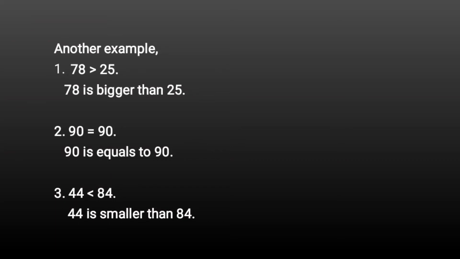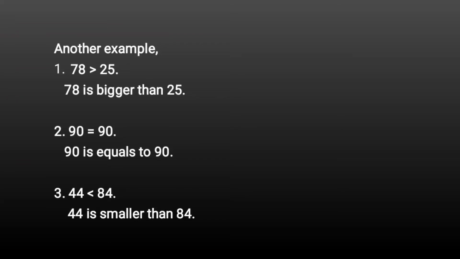Another example for you here is 78 is bigger than 25. We have the second question, both ending with 90. That means both the numbers are the same. So here we use the equal to sign to indicate that both the numbers are equal. So 90 is equal to 90. The third one is 44 is smaller than 84.